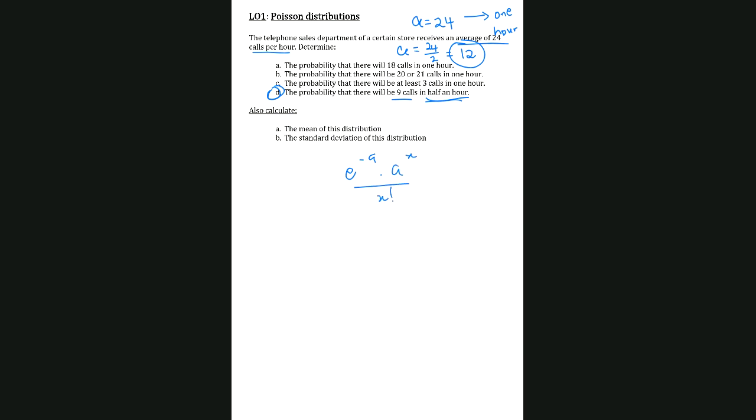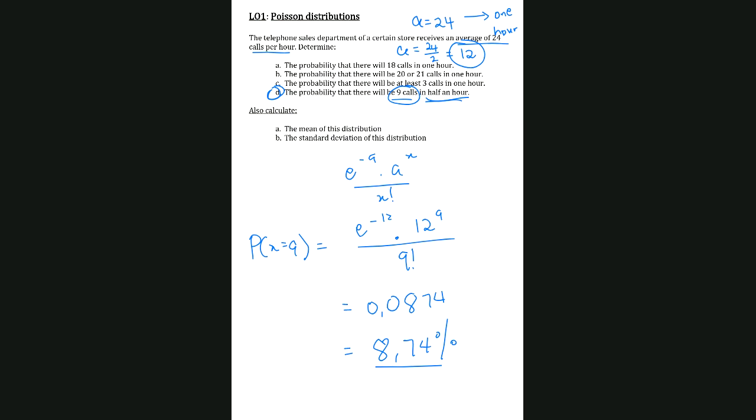So in this question, they were asking you the probability of x being equal to 9. And so it would be e to the power of minus 12 now, since a is now 12, times 12 to the power of 9 over 9 factorial. And your final answer here would be 0.0874, which as a percentage would be 8.74%. So if they asked you to interpret, you'd say that there is an 8.74% probability that there would be 9 calls in half an hour. Okay, I'll give you a second.